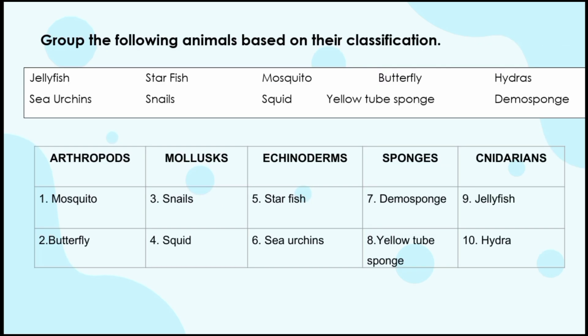Here are the answers. Under arthropods, we have mosquito and butterfly. Mollusks, we have snails and squid. Echinoderms, we have starfish and sea urchins. Under sponges, we have barrel sponge and yellow tube sponge. And under cnidarians, we have jellyfish and hydra.